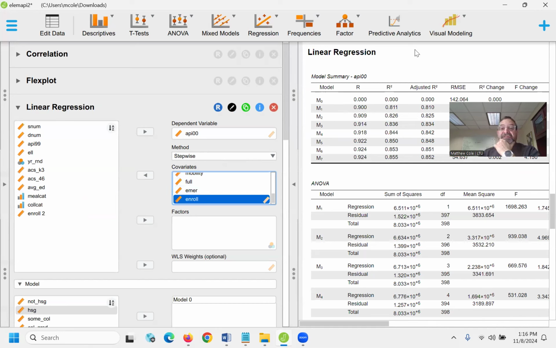Okay, well, that's it. That's the lecture for today. Your assignment, I'll just make sure we're clear on what you're doing. You're going to do API regressed on year-round, the variable some college, and then do the year-round times some college, and do everything I just showed you in the first one: do the correlation, the flex plot, the hierarchical, so you can understand if the interaction term is actually significant.